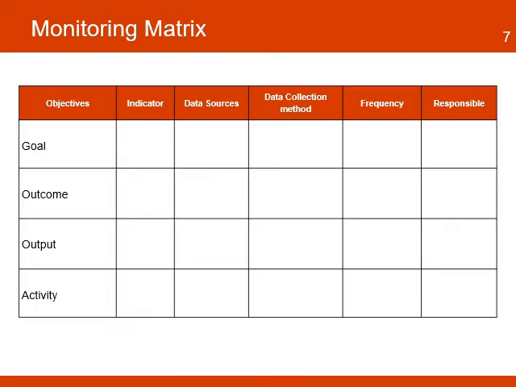The monitoring matrix is a simple tool that helps organize the most important information of the monitoring plan in a format that can be easily shared and used by the people with responsibilities on M&E. It contains 6 columns to list the objectives, the indicators for each level, the sources of information, the collection method, the frequency of the collection, and the person or people responsible.